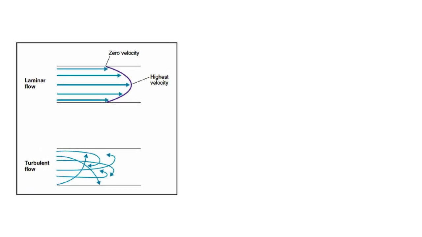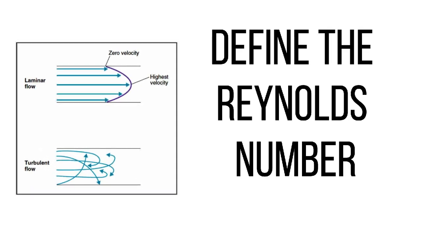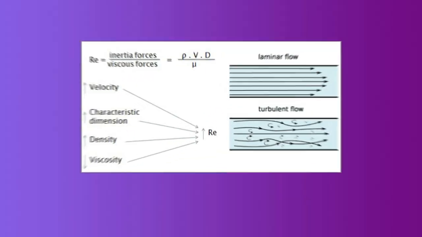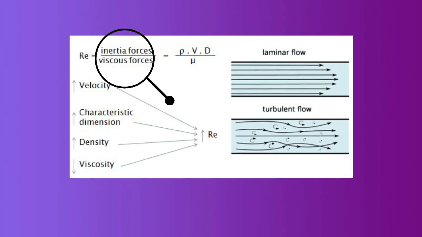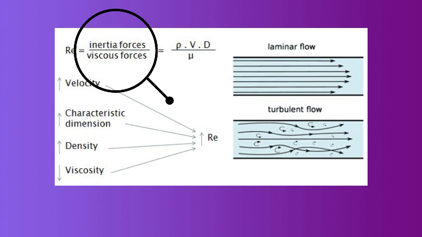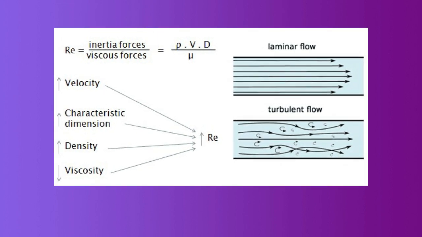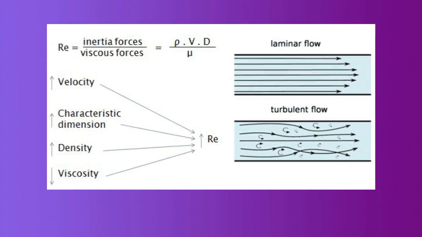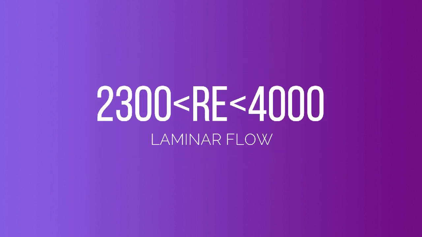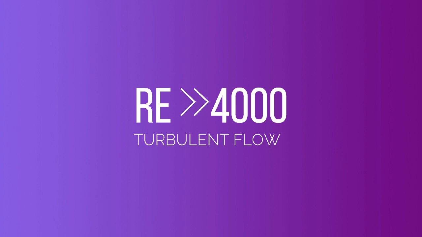So when we want to define whether the flow is laminar or turbulent, we need to define the Reynolds number. Now, the Reynolds number is given by the formula of inertial forces divided by the viscous forces, as you can see here. So what value does the Reynolds number need to have to be considered laminar or turbulent? When the Reynolds number is in the range between 2300 and 4000, it is a laminar flow. Higher than 4000, it is regarded as a turbulent flow.